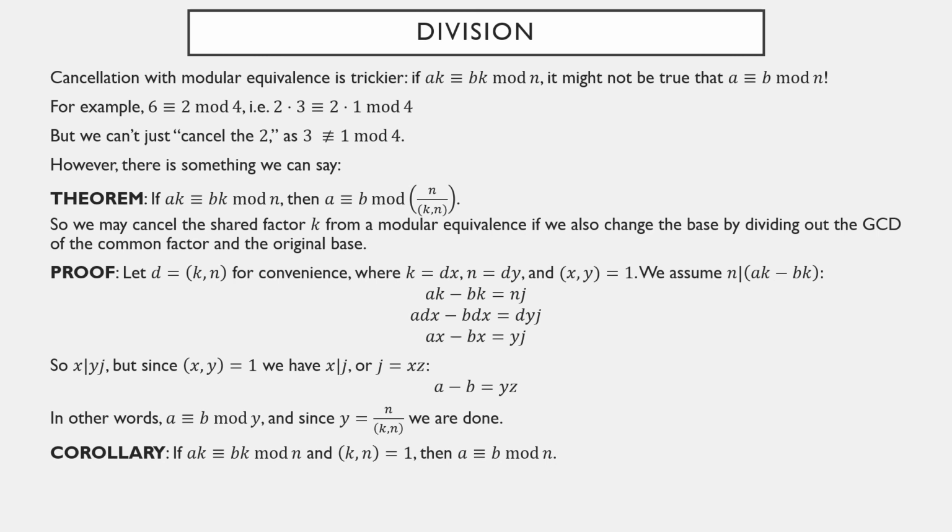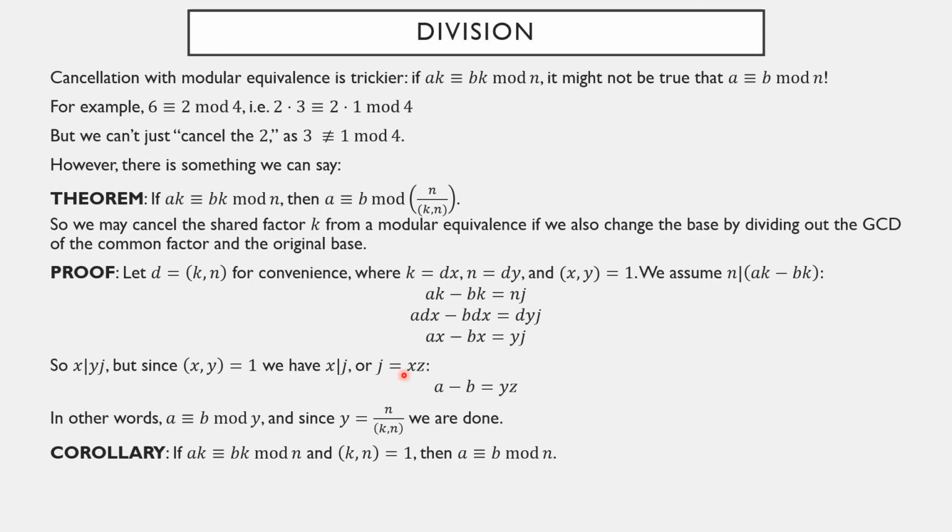So this corollary: if a times k is equivalent to b times k modulo n, and k, the number you wish to cancel, is relatively prime to the base n, in other words, the greatest common factor of k and n is equal to 1, then you cancel it out and you divide the base by this common factor, but this greatest common factor is just 1, so you don't have to change it. So when the number you wish to cancel is relatively prime to your base, then things work quite nicely.